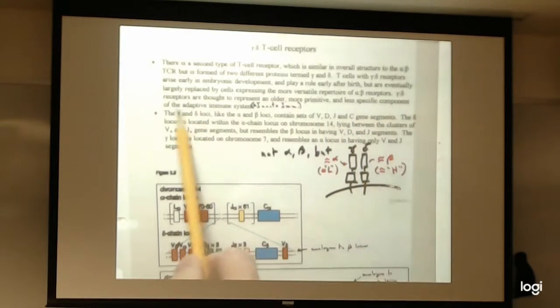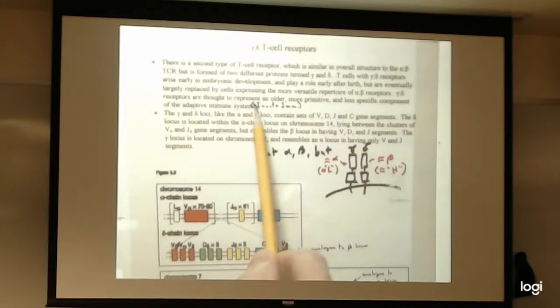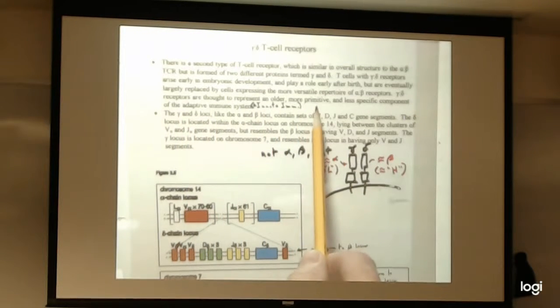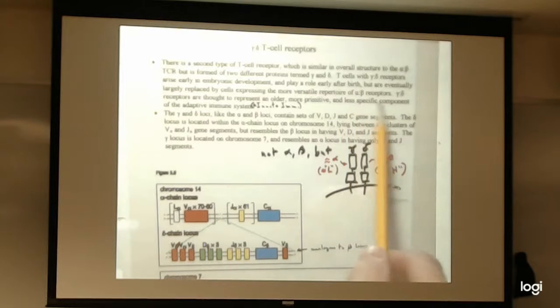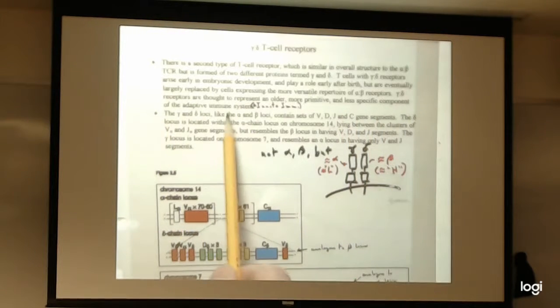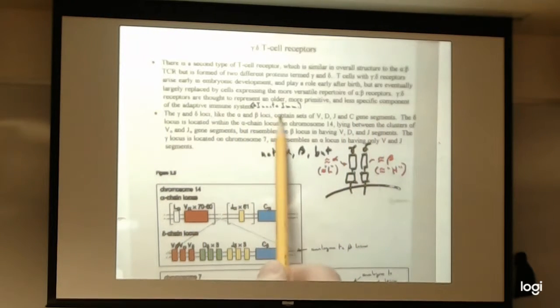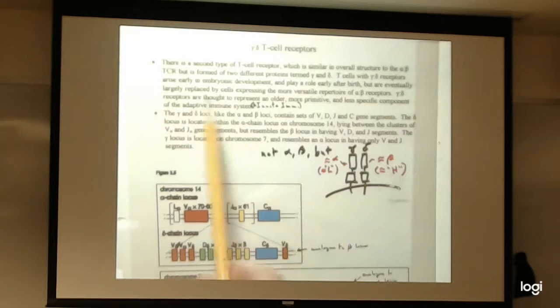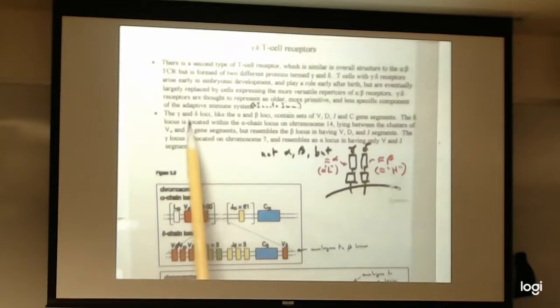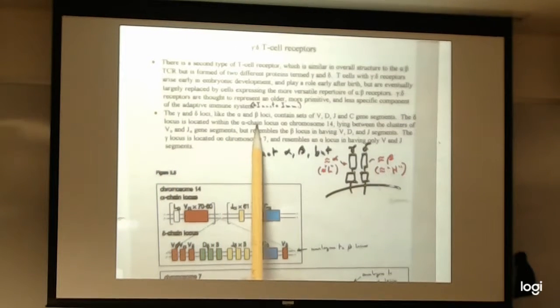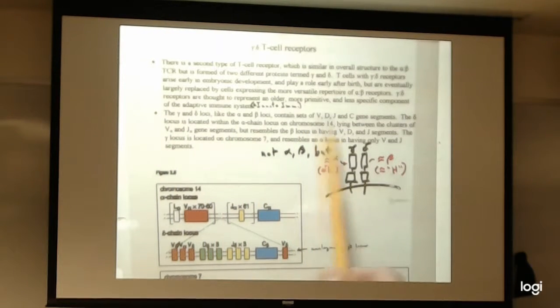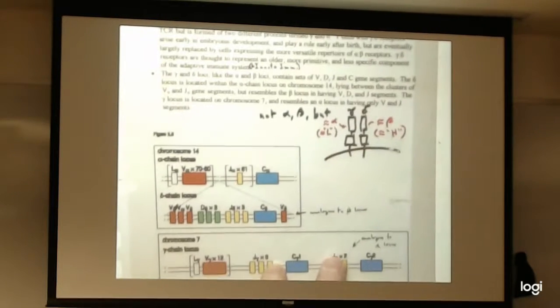Gamma delta receptors are thought to represent an older, more primitive, and somewhat less specific component of the adaptive immune system, with aspects of innate immunity in it, basically. Okay? The gamma and delta loci, like the alpha and beta, consist of sets of V, D, J, and C segments and so forth. And they're going to be assembled in ways that we'll talk about just briefly.